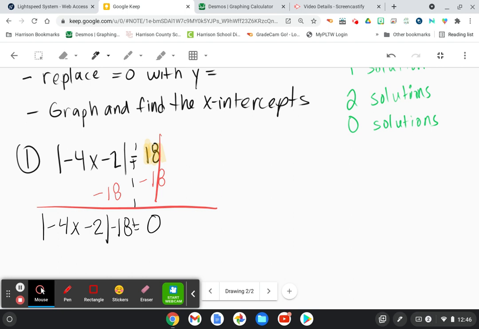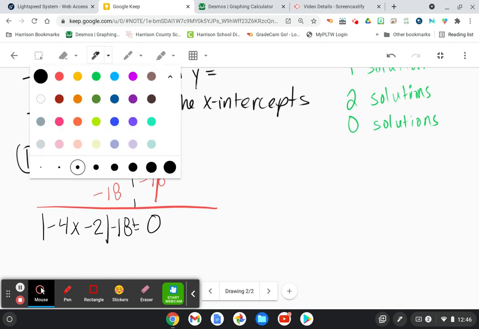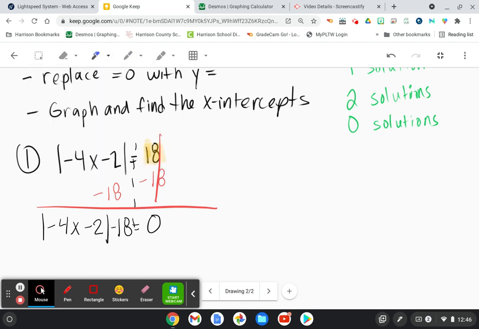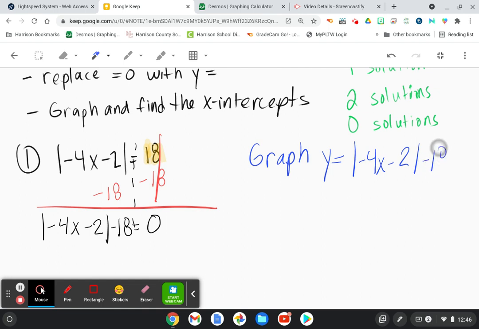Okay, so now when we do that, we're going to replace the equals 0 with a y equals. So we're actually going to physically graph on Desmos, or any graphing calculator, y equals the absolute value of negative 4x minus 2, minus 18. We're replacing the equals 0 with y equals. So now we go to the Desmos calculator and do that.